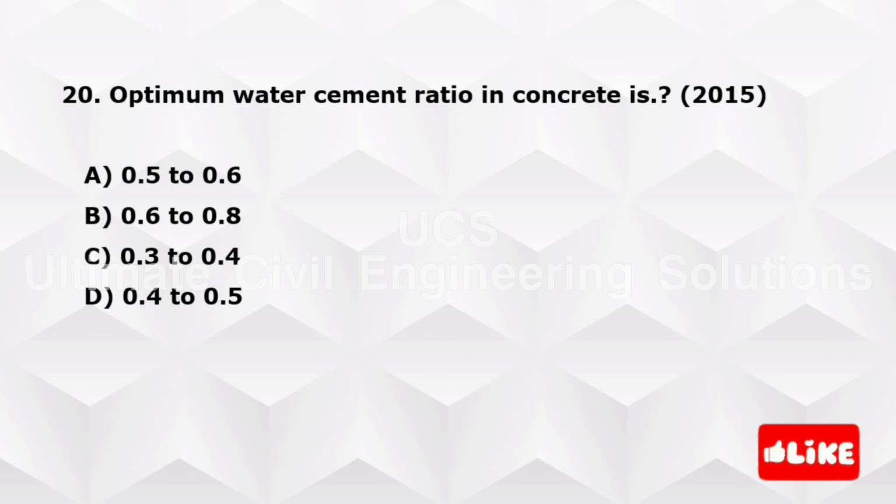Next question. Optimum water cement ratio in concrete is. Options are option A 0.5 to 0.6, option B 0.6 to 0.8, option C 0.3 to 0.4, option D 0.4 to 0.5. Answer is option D, 0.4 to 0.5.